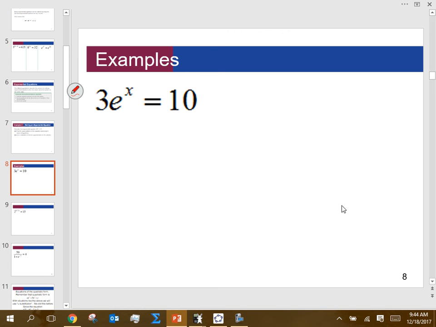Remember, 3 is a multiplier. 3 is essentially a coefficient here. So I want to get that to the other side. So how do I get that to the other side? So e to the x is equal to 10/3. Okay? Now here is a purpose, because e is in the equation, right?